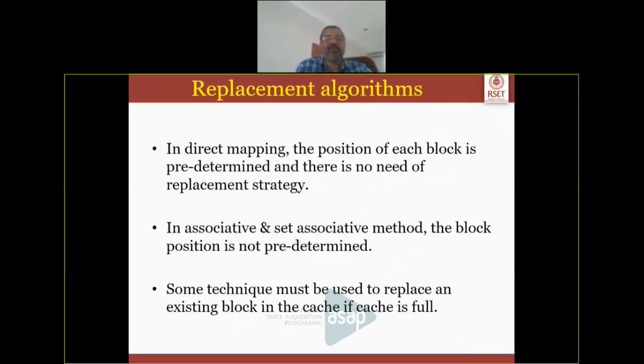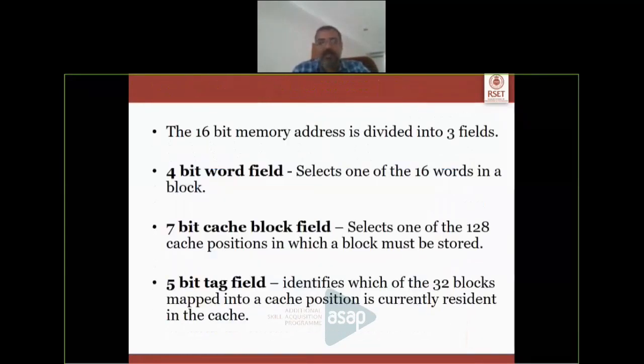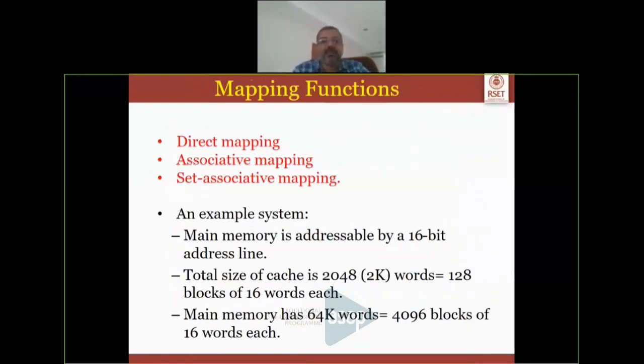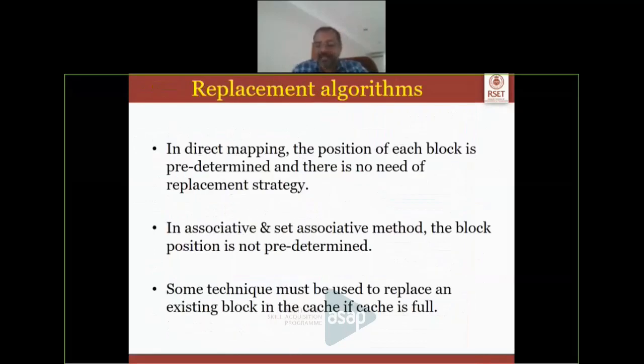Now we have to discuss the replacement algorithm. Before that, we have discussed 3 mapping techniques: direct mapping, associative mapping, and set associative mapping. Since the cache memory is very small in size, when it is filled, a block has to be replaced. In the case of direct mapping, we don't require any replacement algorithm. What do you mean by replacement algorithm? If the cache memory is filled, which block will you remove?